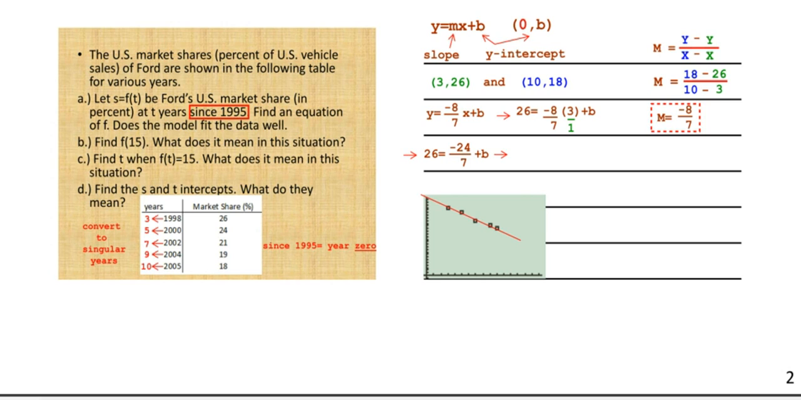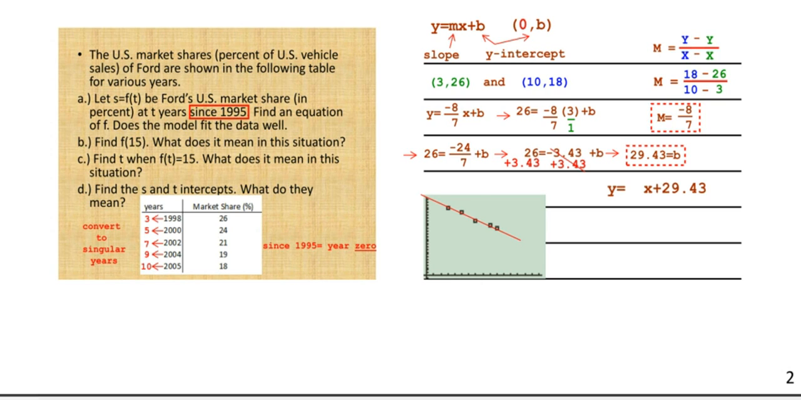And now we can solve for b. So solving for b, let's first convert to a decimal. 24 divided by 7 gives us 3.43, and it's a negative. And now let's get rid of 3.43. Since it's a negative, we add it to both sides. Negative 3.43 cancels with negative 3.43. And 26 plus 3.43 now gives us that the b value is 29.43. So we found the y value of our y-intercept. There's our other intermediate solution.